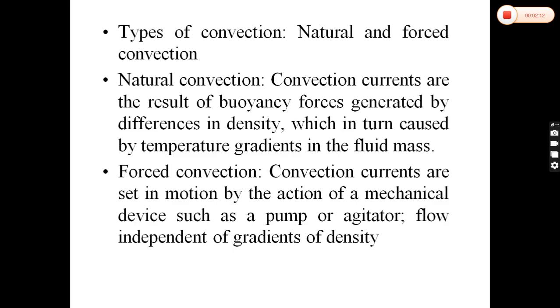Natural convection currents result from buoyant forces generated by differences in density, which in turn are caused by temperature gradients in the fluid mass. Forced convection: the convection current is set in motion by the action of a mechanical device such as a pump or actuator, and the flow is independent of the gradients of density.